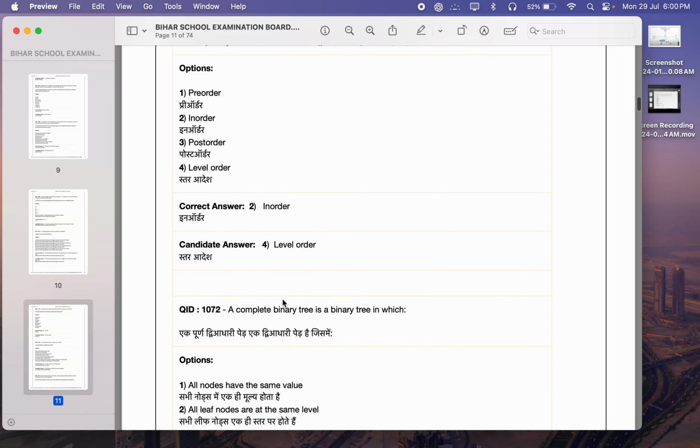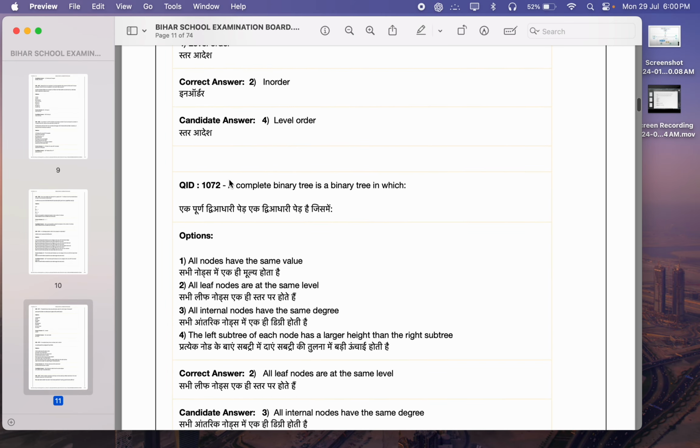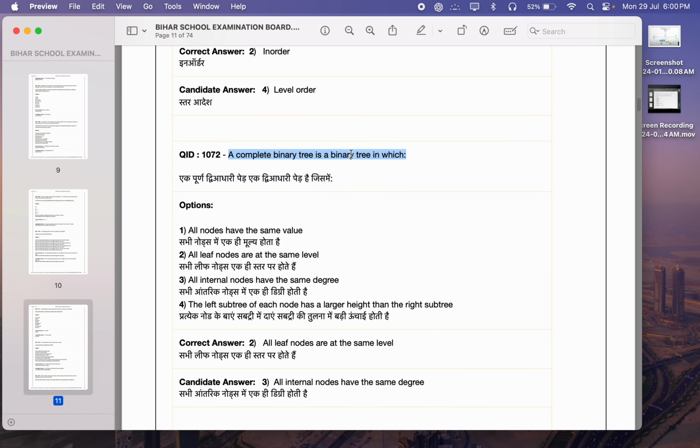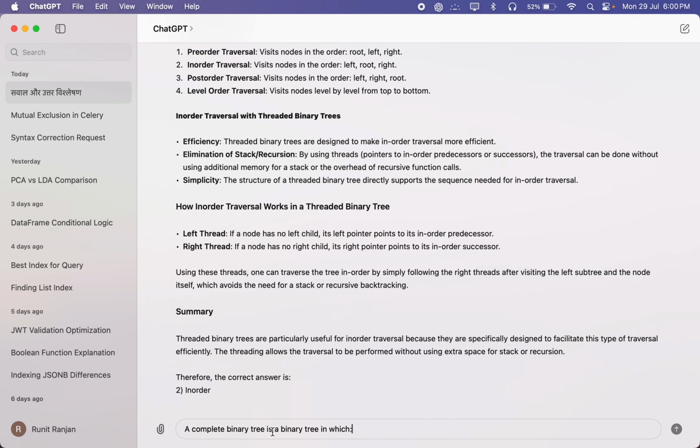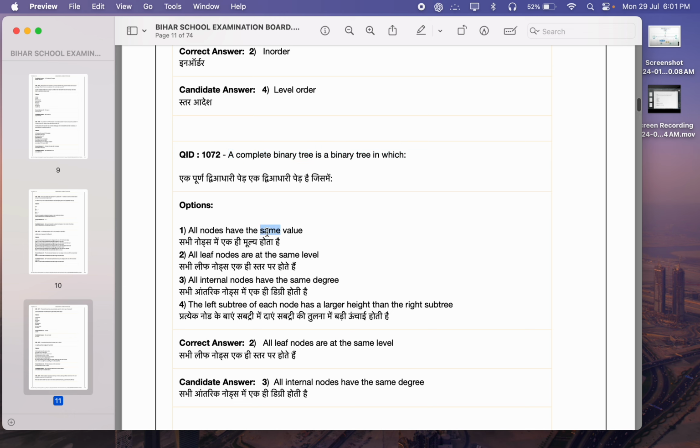Okay, now coming to the next question. A complete binary tree is a binary tree in which. Okay, so all my questions which are related to binary tree are going wrong. A complete binary tree is a binary tree in which all nodes have the same value, all leaf nodes are at the same level. Can be true.